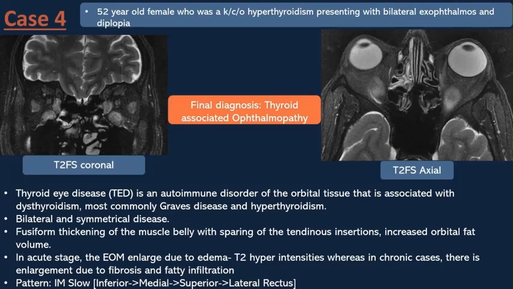And in acute and chronic stages, the extraocular muscles will be bulky, firstly due to edema, then later on by fibrosis and fatty infiltration. And the mnemonic to remember it by is I AM SLOW.